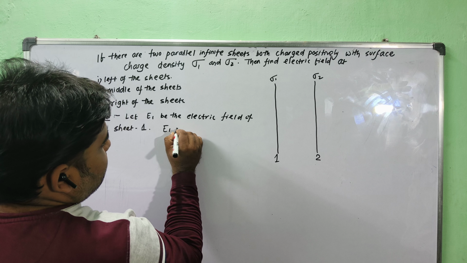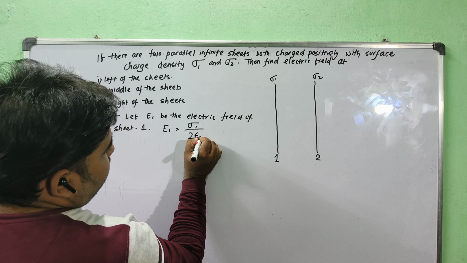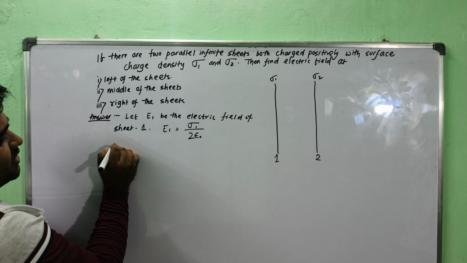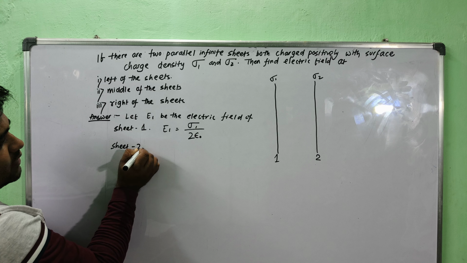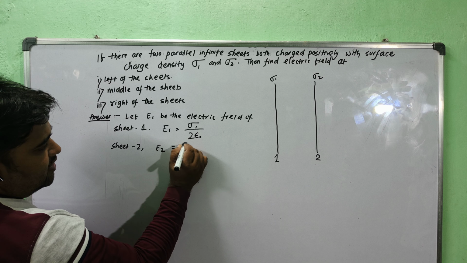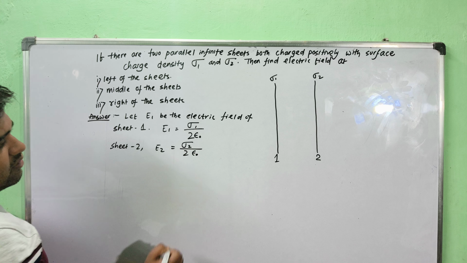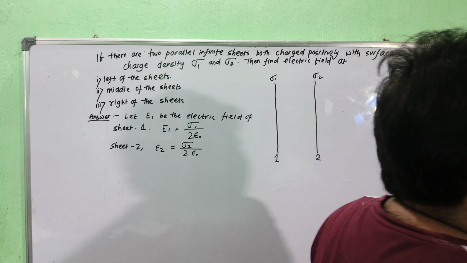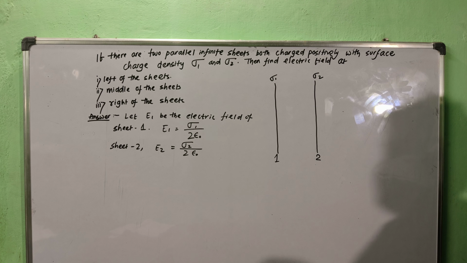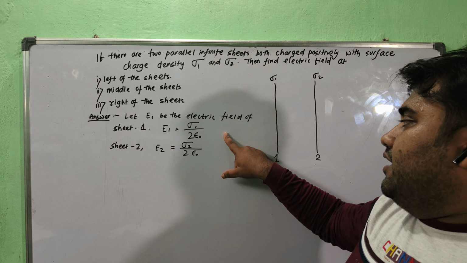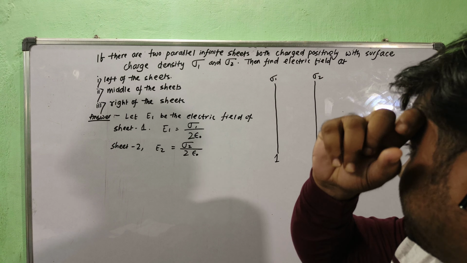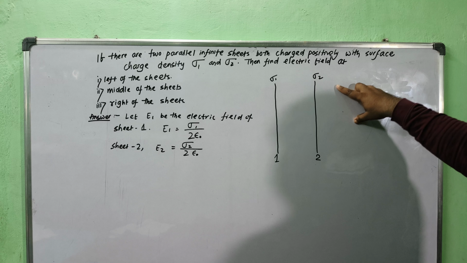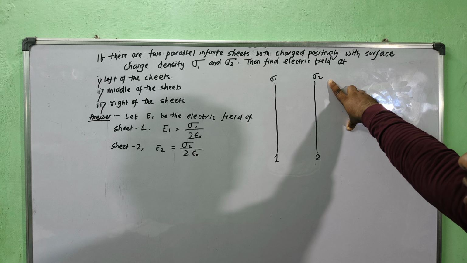What is the value of E1? It is equal to sigma 1 by 2 epsilon naught, from the formula. Similarly, for sheet 2, E2 is equal to sigma 2 by 2 epsilon naught. As I instructed you earlier, the electric field is E equal to sigma by 2 epsilon naught. So the field of this sheet is E1 equal to sigma 1 by 2 epsilon naught, and for this sheet it is sigma 2 by 2 epsilon naught.